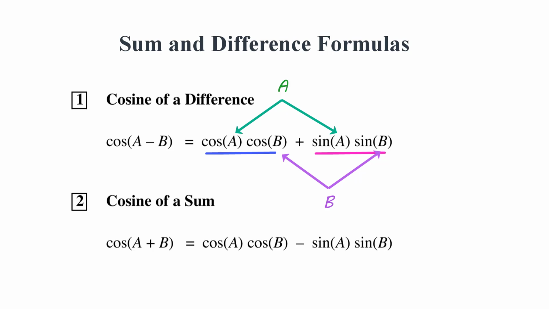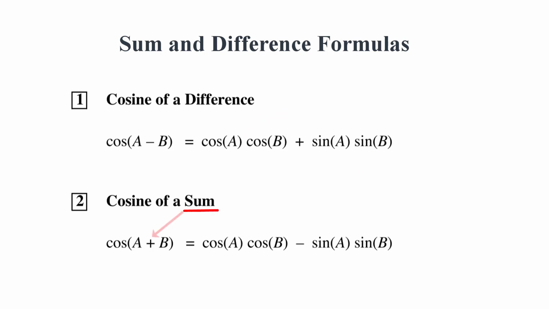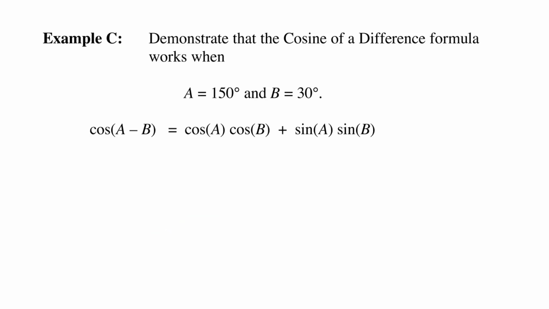We can also consider the cosine of a sum. It looks very similar. Cosine of A plus B, plus being a sum. Well, let's put this into action. Let's demonstrate with some numbers that we're familiar with, like A is 150 degrees and B is 30 degrees, using the formula I just mentioned for the cosine of a difference.